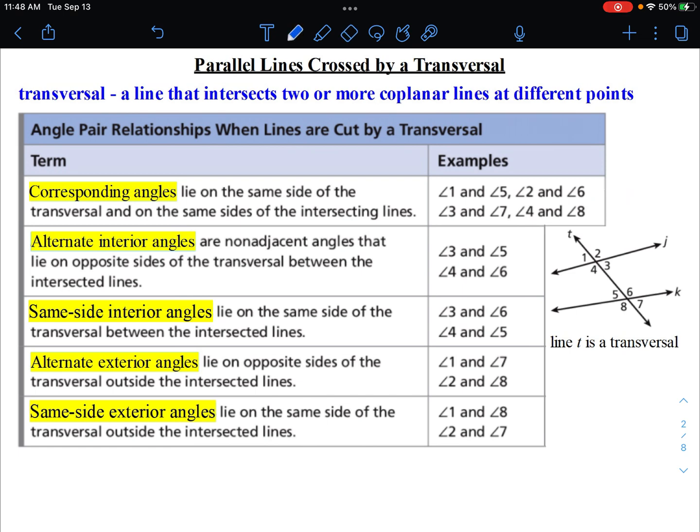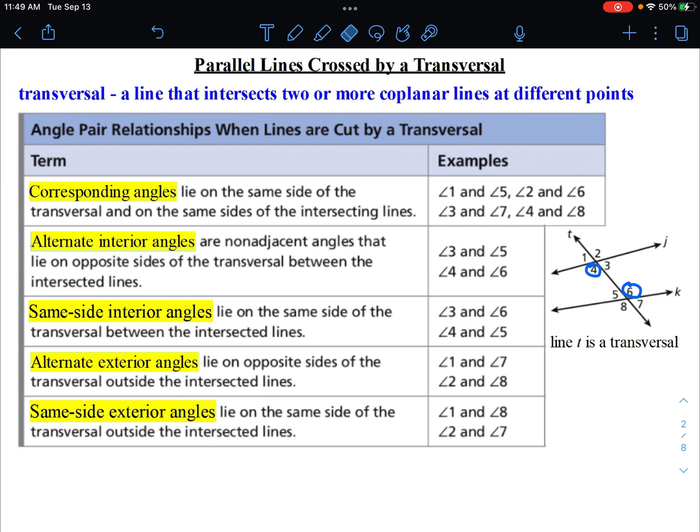Then you move on to alternate interior angles. Now, alternate interior angles, they are non-adjacent, and they're in the interior. So if you think about interior, that would be like inside your two lines. This would be exterior angles out here, angle 1, 2, 7, and 8. So alternate interior angles, alternate meaning they're on opposite sides of the transversal and they're in the interior. So like 4 and 6 would be an example of alternate interior angles.